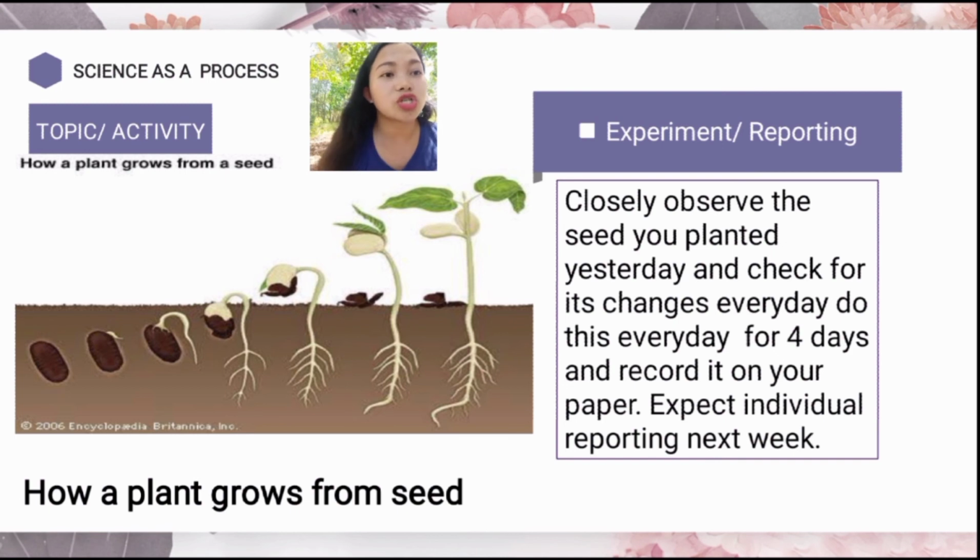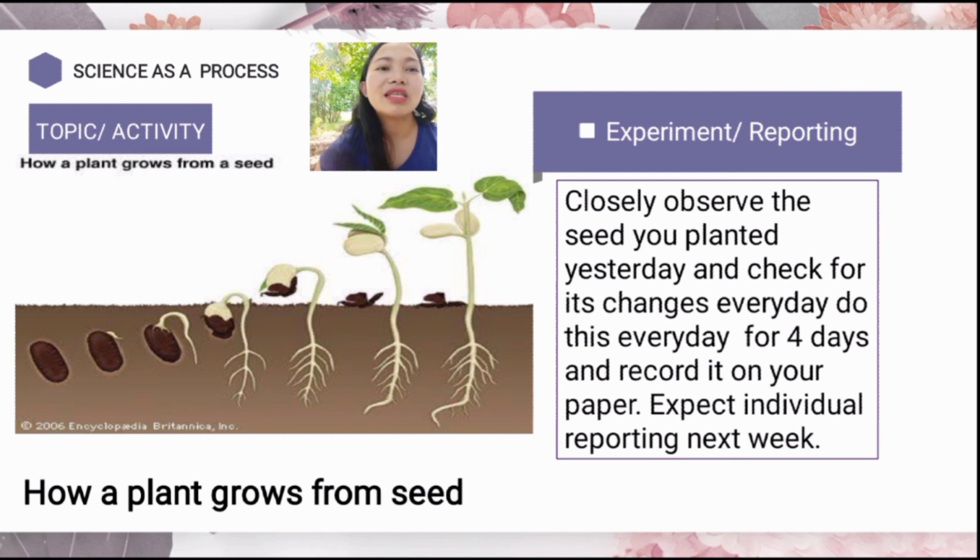So for the instruction: closely observe the seed you planted yesterday. Let's assume that I have given them the activity to plant seeds, and that it was yesterday. And check for its changes every day. Since they planted it yesterday, every day they have to check if there are changes. And then they are going to record it on their paper, and I expect them to report their observation. That's for the next week.